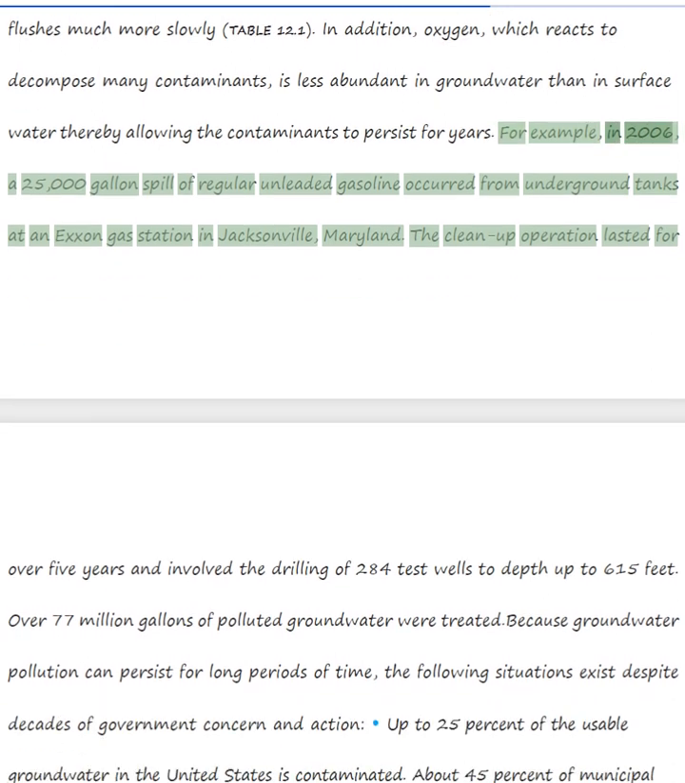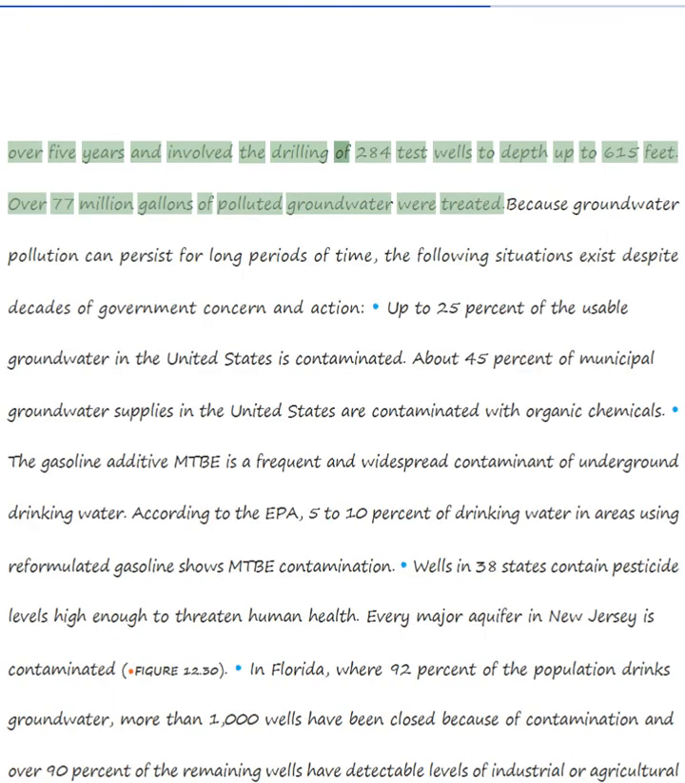For example, in 2006, a 25,000-gallon spill of regular unleaded gasoline occurred from underground tanks at an Exxon gas station in Jacksonville, Maryland. The cleanup operation lasted for over 5 years and involved the drilling of 284 test wells to depths up to 615 feet. Over 77 million gallons of polluted groundwater were treated.